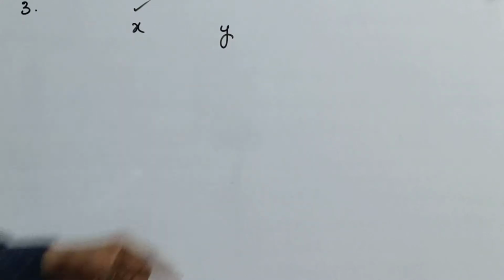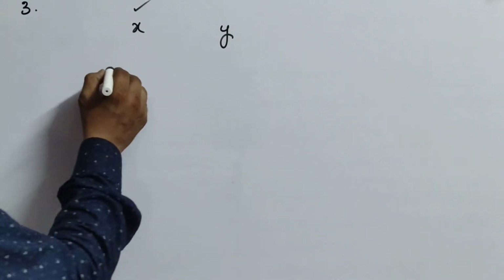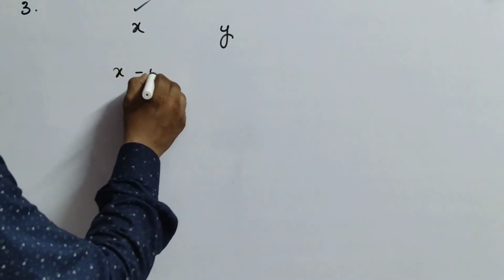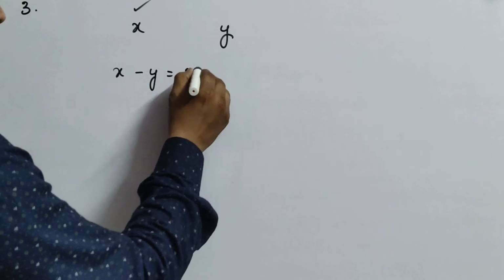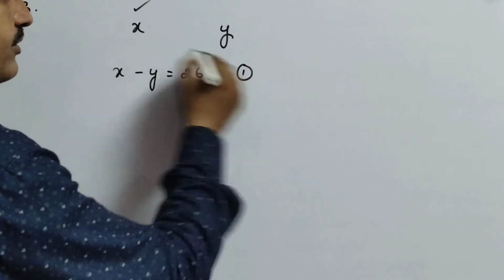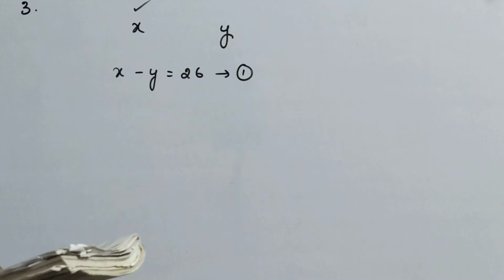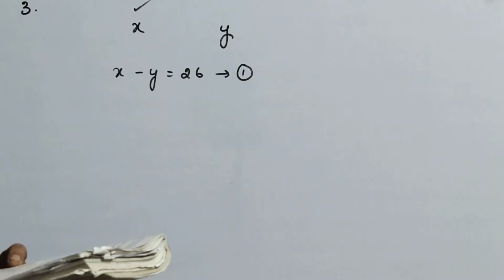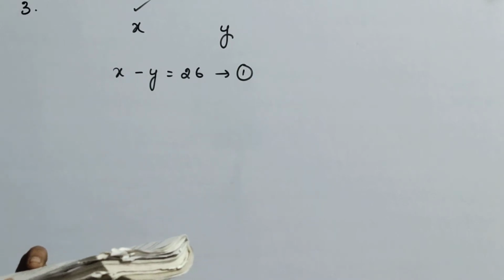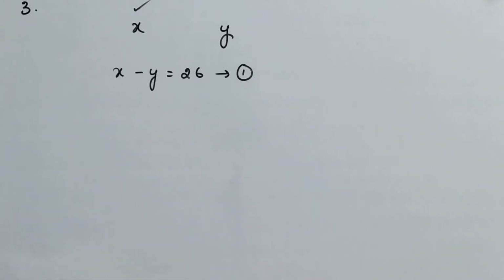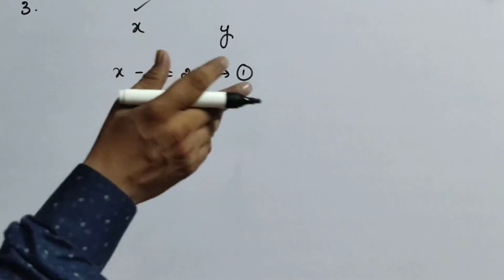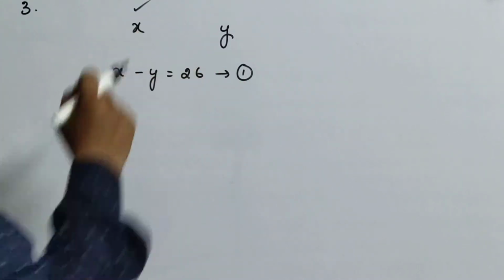Now the difference between two numbers. Difference means subtraction. So x minus y equals 26. So this is one equation. See how easy framing the equation is. And find the solution, and one number is three times the other. Find them. Them means both the numbers.